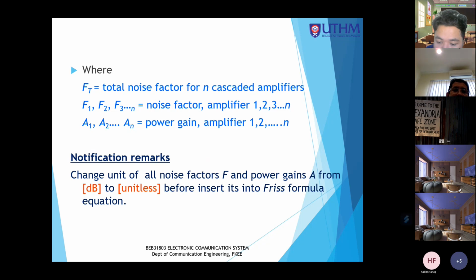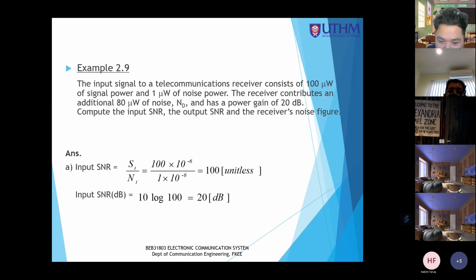So ini macam saya terangkan tadi, and remember there's a notification remarks over here. Change unit of all noise factors and power gains from dB to unitless before insert into the Friis formula. So this is very, very important. Okay, all the parameters inside the Friis formula must be unitless parameters. Okay, don't put decibel values. So let's do the example.